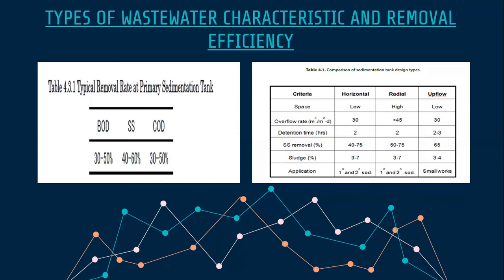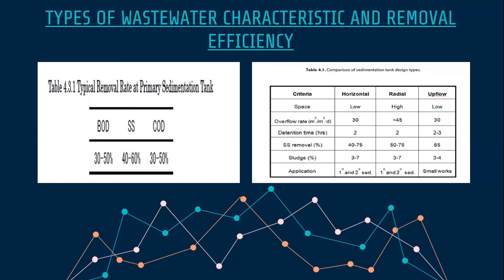The table on the right side is from the book Introduction to Wastewater Treatment by Dr. Michael R. This table shows us more detailed information. It is divided by criteria: space, overflow rate, detention time, SS removal percent, BOD removal percent, and its application. The horizontal, radial, and upflow types have different characteristics of removal efficiency.